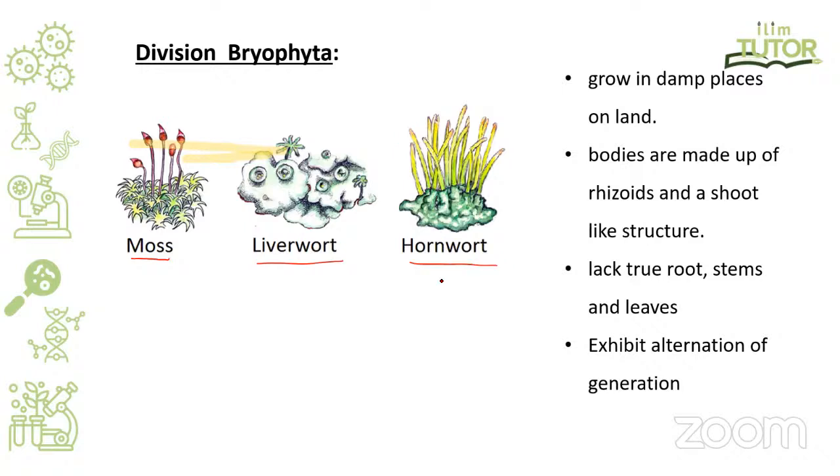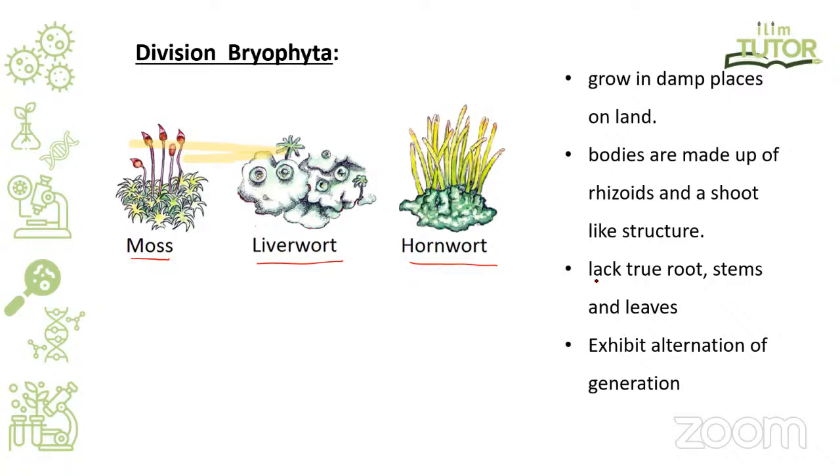So what do we need to know about the division Bryophyta? One, they grow in very damp places. And then two, their bodies are made up of rhizoids and a shoot-like structure. Now, the rhizoids, you cannot particularly see them here, but I will show you what the rhizoids look like in the next slide. And then three, they lack true roots, stems, and leaves.